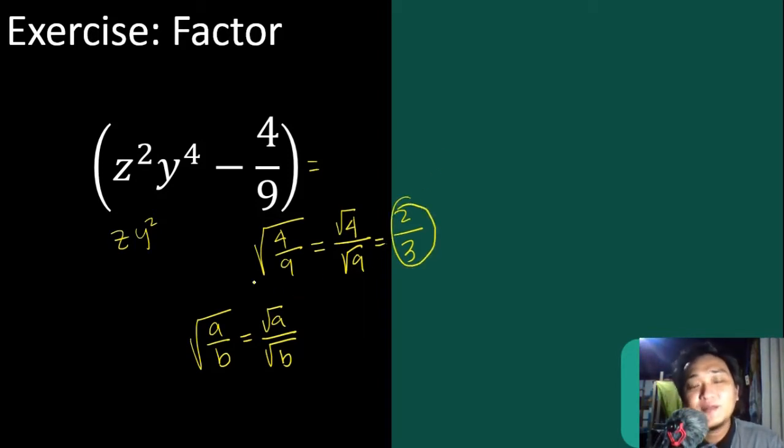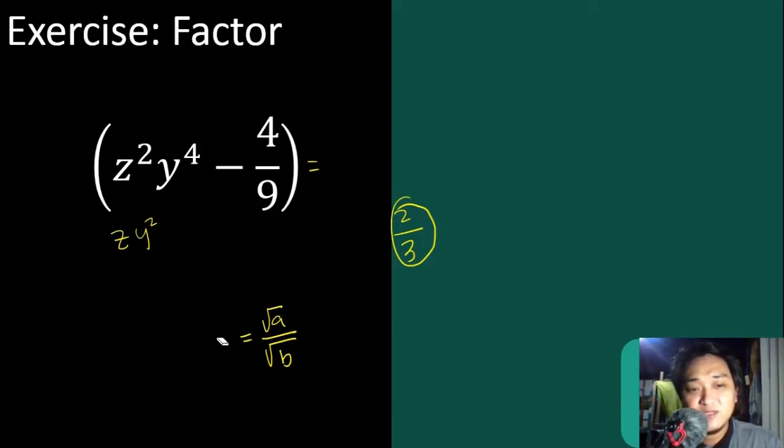Now, nakuha na natin yung mga square root. Since nakuha na natin yung mga square root, pwede na nating i-determine yung A term at saka yung B term. Okay, so what will be our A term? Our A term is zy squared. Ang pinaka B term natin is 2/3.